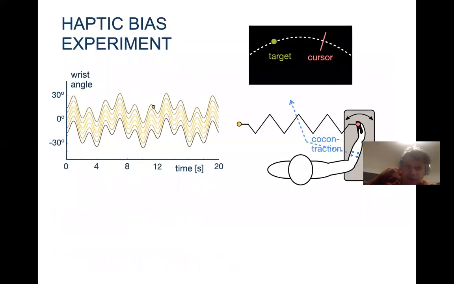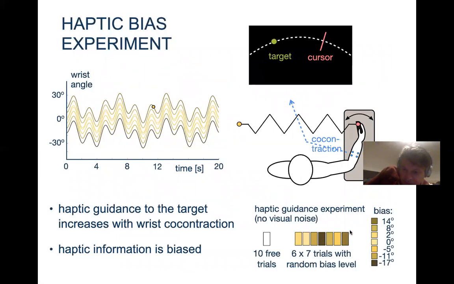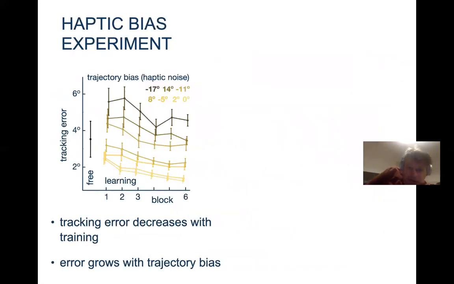Now we have another experiment with haptic noise. So more precisely, we have haptic bias. So you are connected to a trajectory, but this trajectory can be biased relative to the visual target trajectory, and you have no visual noise. And again, we have different levels of bias, as you see here, in either direction and in different trials. And the result is again that the error is decreasing with practice, but this time you have more error with larger bias, that is logical.